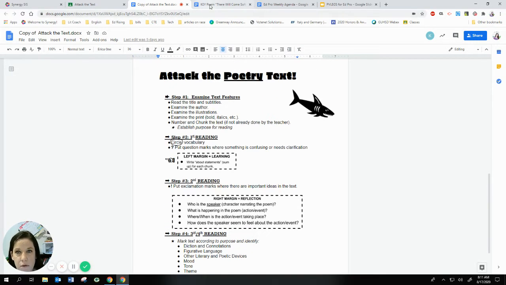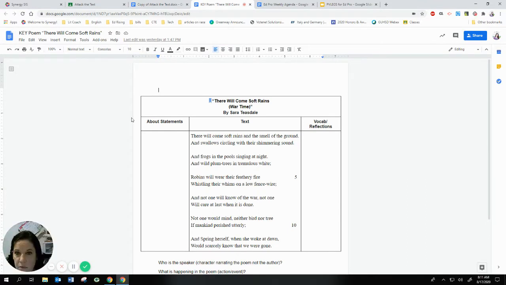Okay. So I'm going to model for you using the Soft Rains poem. So again, this poem was in the story actually that we read, and it's titled "There Will Come Soft Rains, Wartime." So already we have a little bit more information than we had in the story. This is definitely wartime. So that kind of gives us an idea about the setting to keep in mind as we're reading the poem. So I'm going to do this a little bit different than I did with the story. I'm just going to read the poem once through from beginning to end, and then we'll go back and kind of look at each chunk, just because that's how kind of poetry is meant to be read.